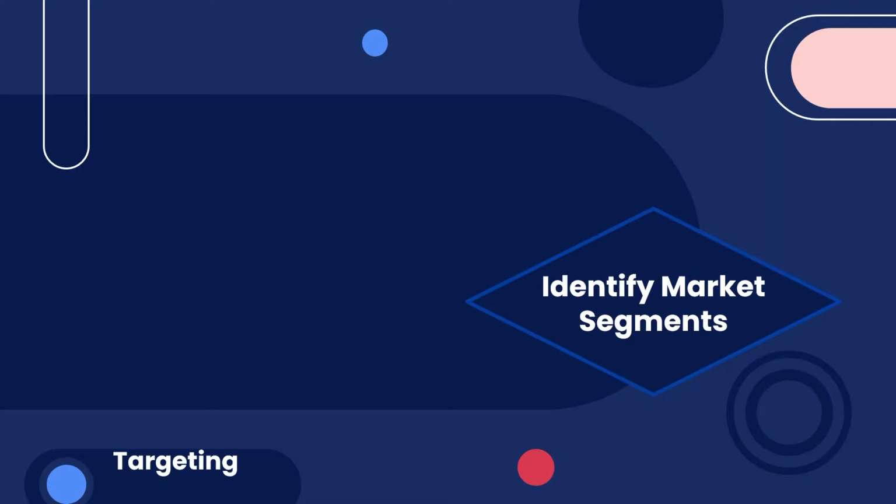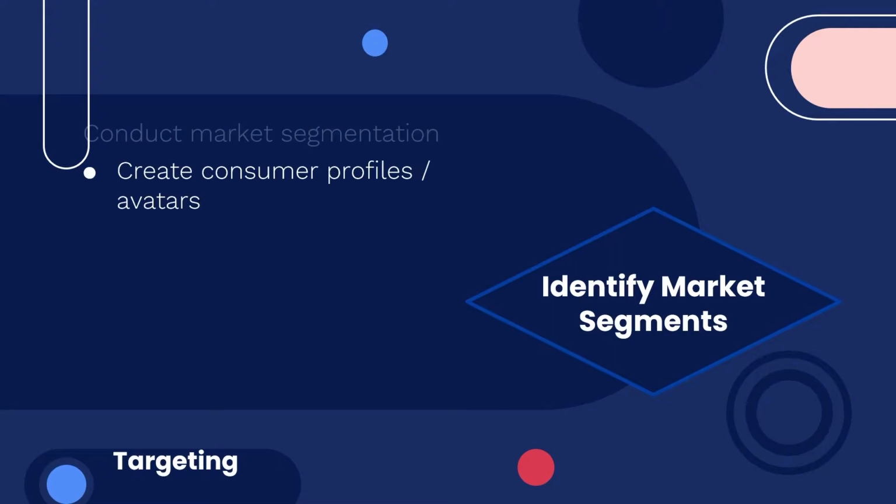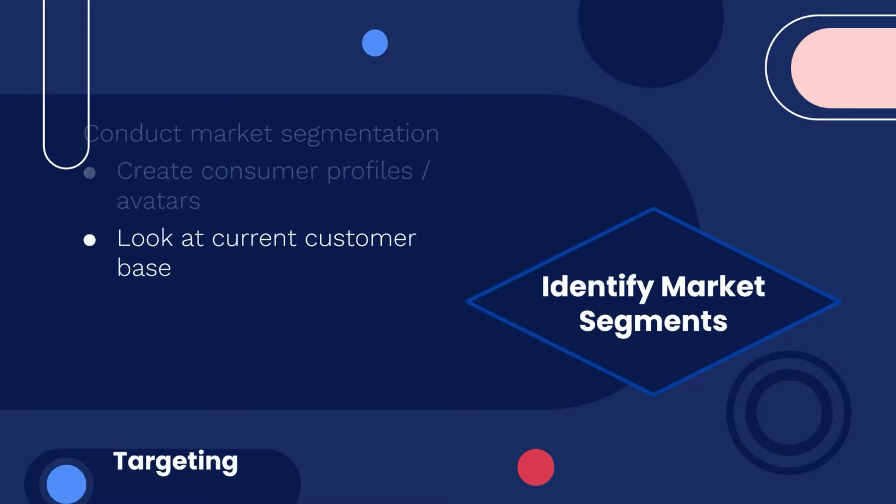Okay. So the first step is really to identify the market segments, right? We do that segmentation, you conduct that, and then you can start to create these consumer profiles or avatars, they're called, right? Essentially, what are the common characteristics of each of these segments? If you're already an established company, you can look at your current customer base to try and help you along and guide you on finding a good target market, right?